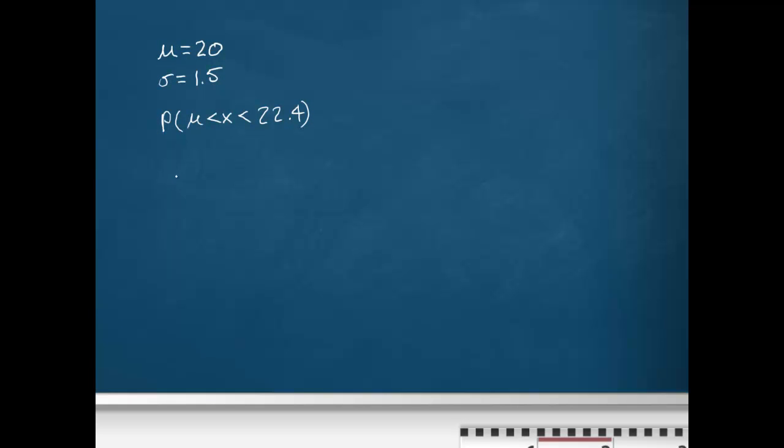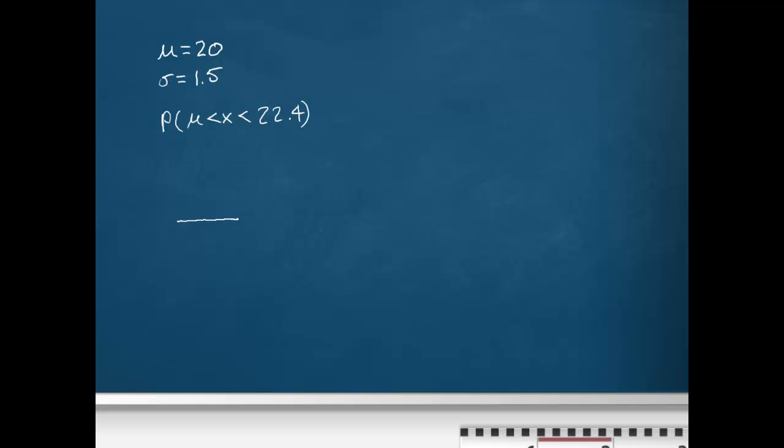Assume we have a normally distributed variable with a population mean of 20 and a standard deviation of 1.5. We are asked to find the probability that any randomly selected data value from the population is between the mean and 22.4. So in probability notation, this is what we would have: the probability that any randomly selected data value x would be bigger than the mean and less than 22.4.